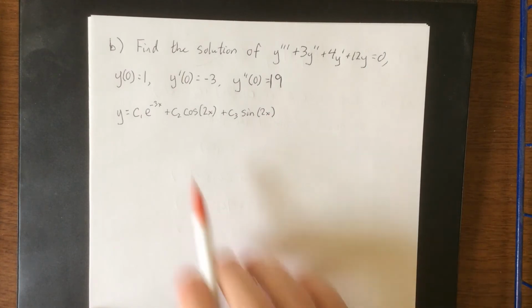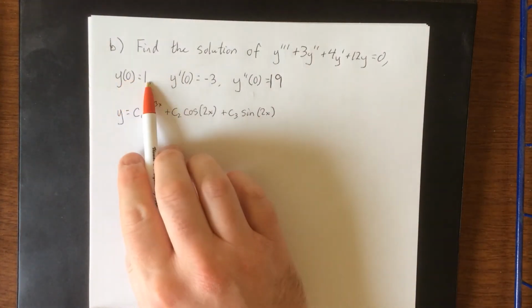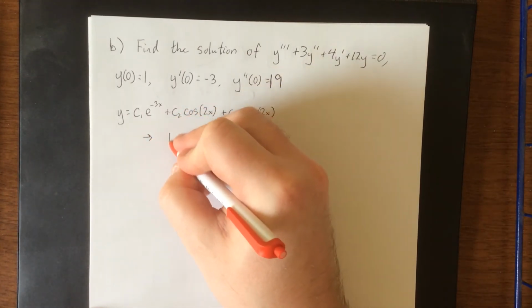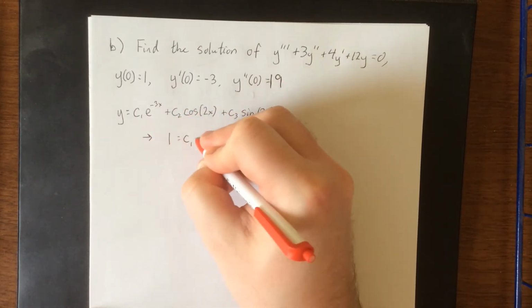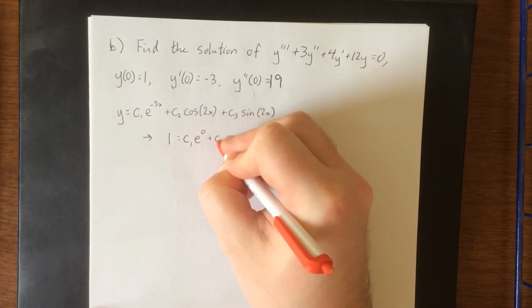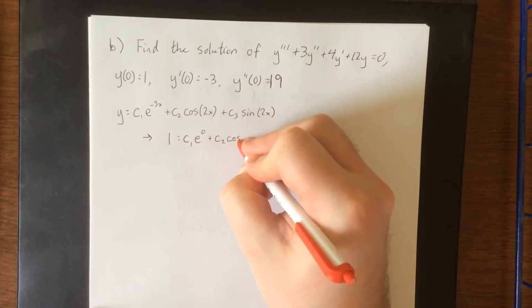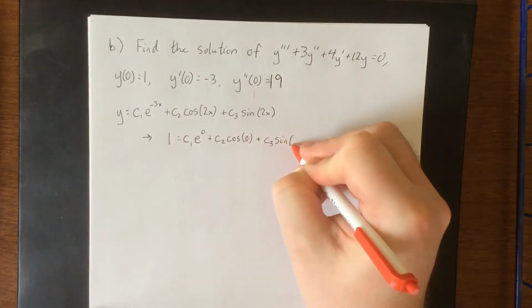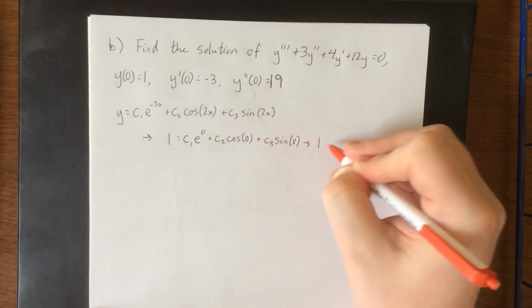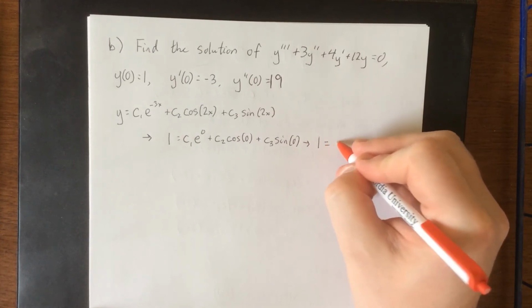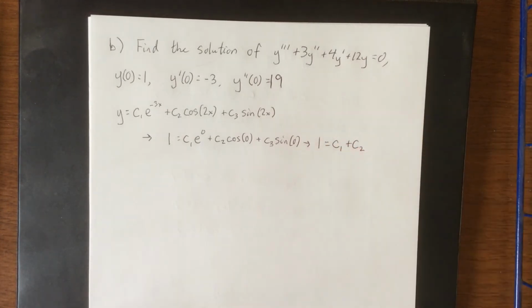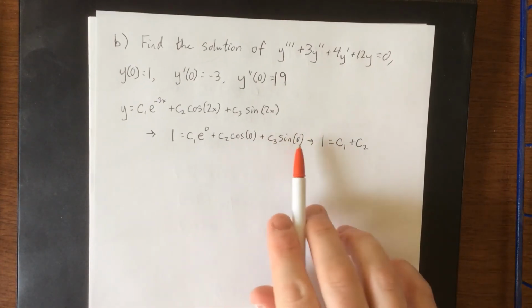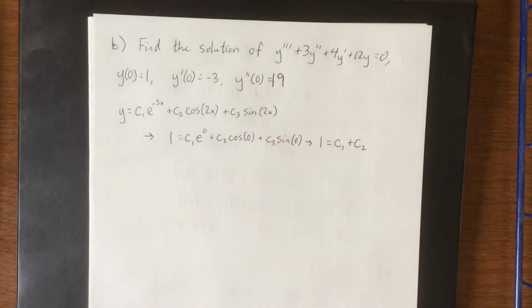The initial condition that we have says that if I plug in x equals 0, I'm going to get y is equal to 1. So plugging in that initial condition will give me 1 is equal to c1 e to the 0 plus c2 cosine of 0 plus c3 times the sine of 0. So that simplifies to be simply 1 is equal to c1 plus c2. E to the 0 is 1, cosine of 0 is 1, sine of 0 is 0.